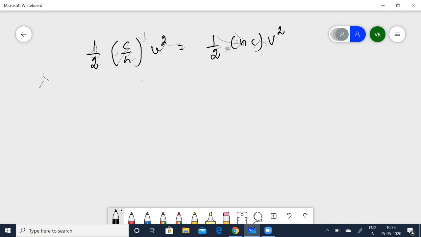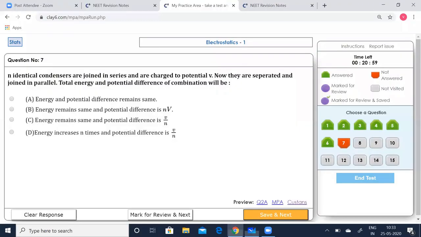Since they are equal, you can see that small v is equal to capital V by N. So the energy is the same, and the potential difference is V by N. Let's see which option is correct. The potential energy remains the same and the potential difference is V by N. C option is correct.